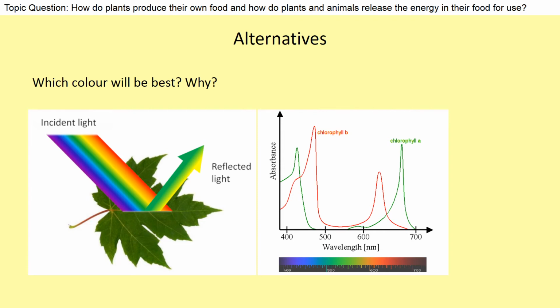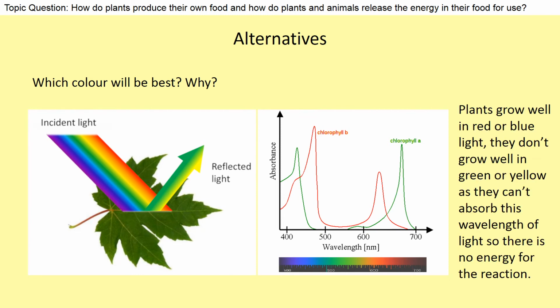I don't know whether this graph will help you make your decision. So there are the different colours of light, different wavelengths of light on the bottom there, and you can see how much is being absorbed by the chlorophyll from that graph. It is actually blue light or red light which would be the best one for photosynthesis to take place. The greens and the yellows in the middle of that graph, you can see they're not being absorbed, therefore there would be no energy for the photosynthesis to take place.